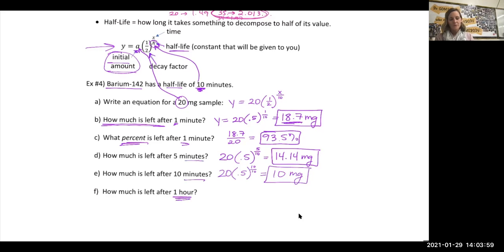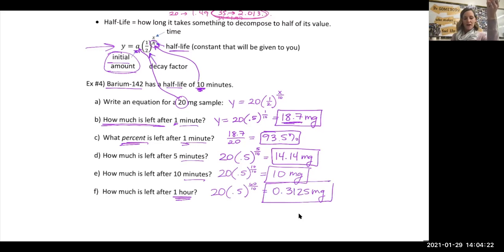Then it says how much is left after 1 hour. Notice everything has been minutes. So we don't want to plug a 1 in here or it's going to think we mean 1 minute. So we're going to do 20 times 0.5, and now we have to do it in terms of minutes, 60 over 10. When you plug that in, you get 0.3125 milligrams. So what was 20 milligrams only has 0.3 left after an hour.